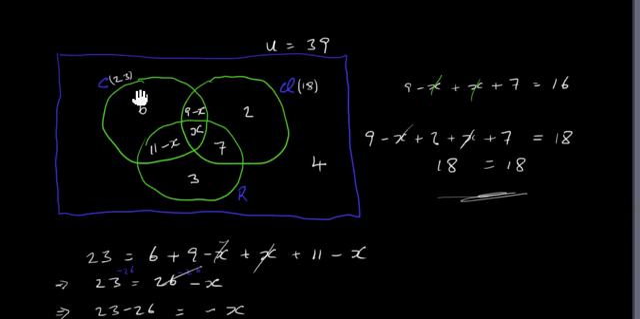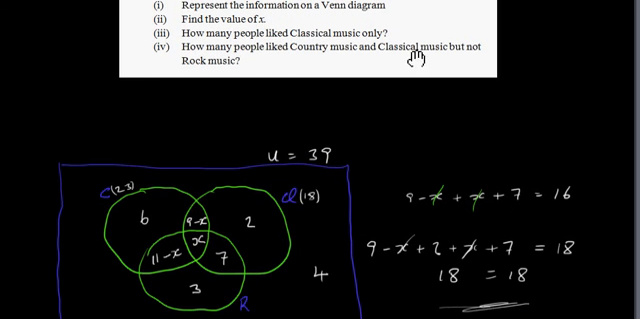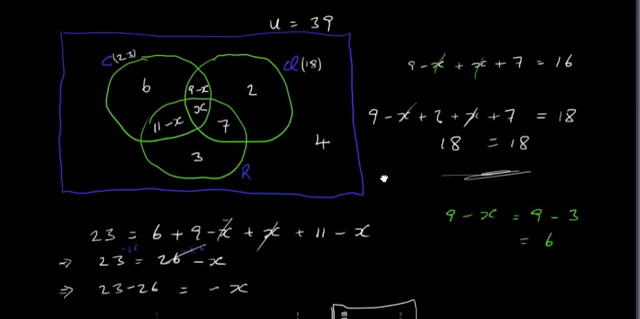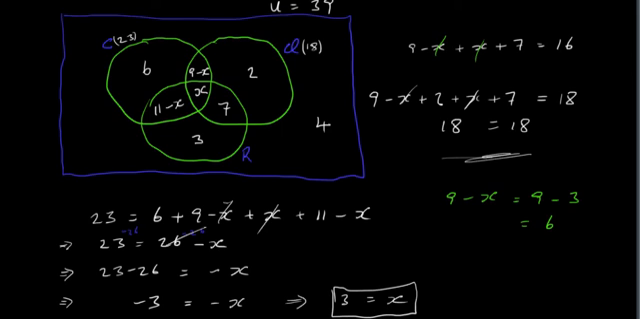How many people liked country music and classical music, but not rock music? So they liked country music and classical music, that's here, but not rock music. Rock music is represented by this bit here, so it's 9 minus x that we really need to work out. So 9 minus x is just 9 minus 3. We worked out x as 3, so that will give me 6. So the answer is 6. So 6 people here liked country music and classical music, but not rock music. And that's really it for the last section in sets.